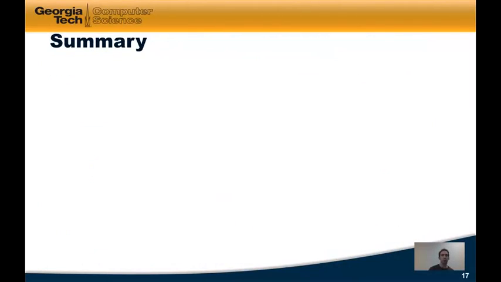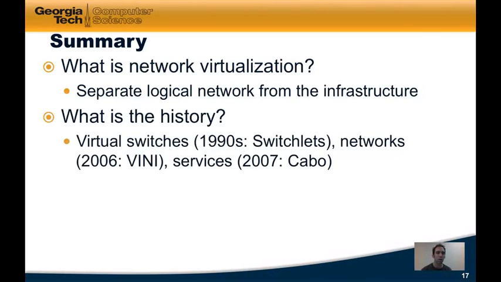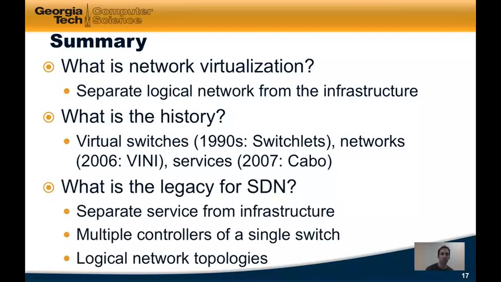So let's just summarize what we've learned in this lesson. We have learned about network virtualization, in particular what it is. Network virtualization separates the logical network that users or service providers see from the underlying physical infrastructure and potentially allows multiple parties to share that same underlying physical infrastructure for different purposes. Network virtualization has a rich history dating back to virtual switches or switchlets in the 1990s, network testbeds such as VINI, and these architectures that envision using network virtualization to offer different types of services.